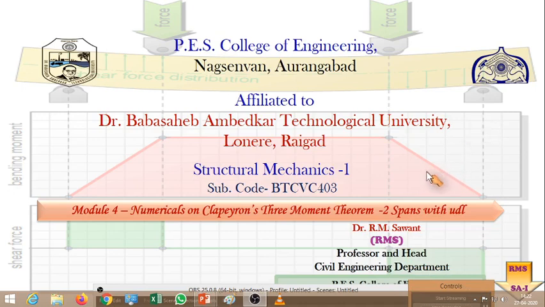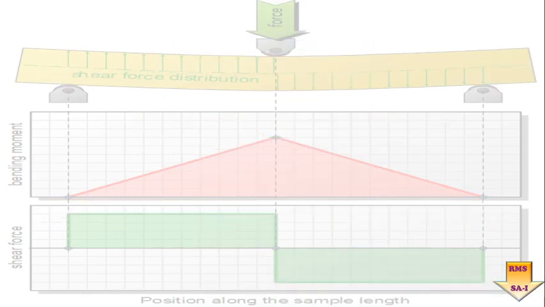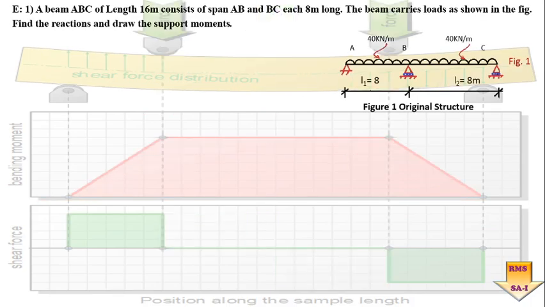Today we are going to see certain numericals on the earlier topic which we have learned, that is Clapeyron's three moment theorem, or Clapeyron's theorem for three moments. In this case today we are going to consider a continuous beam with two spans imposed with the UDL throughout the spans. So let us take a look at the problem.